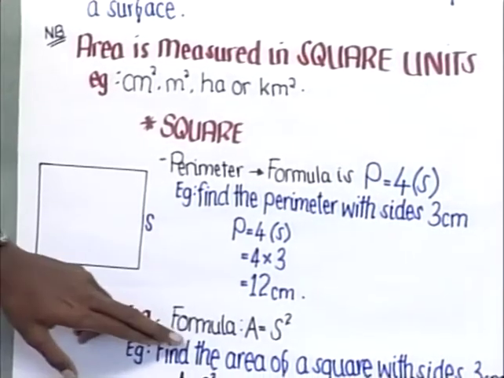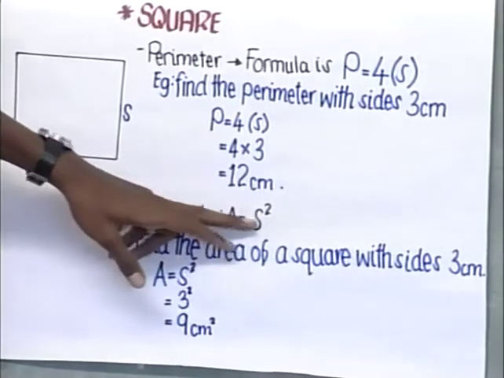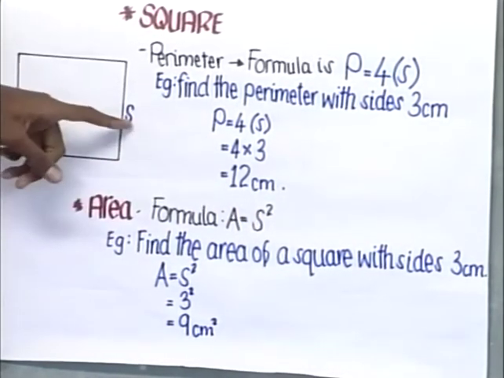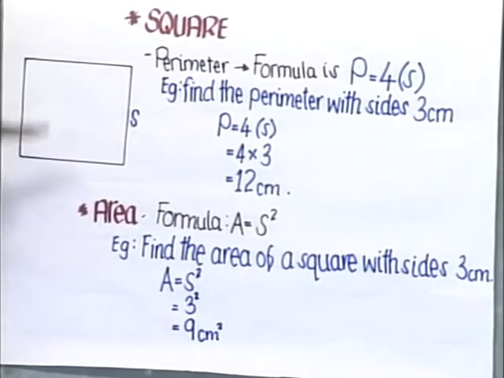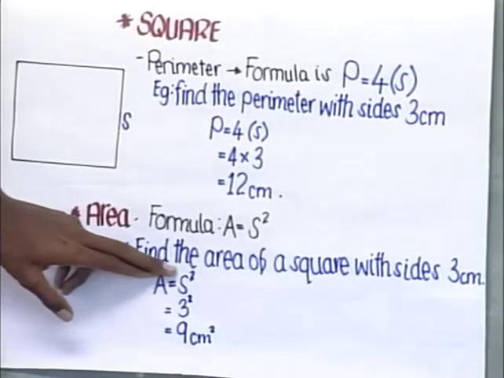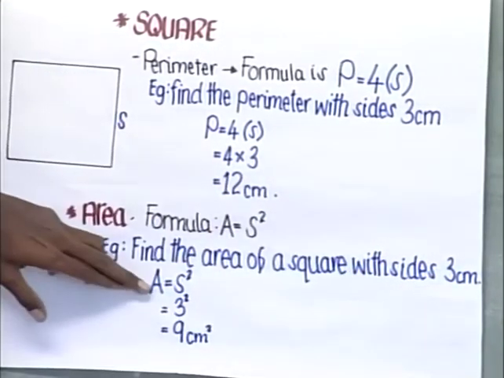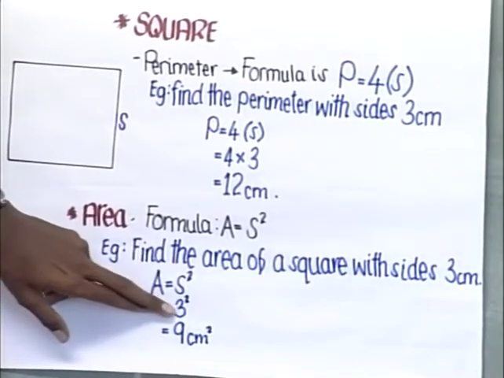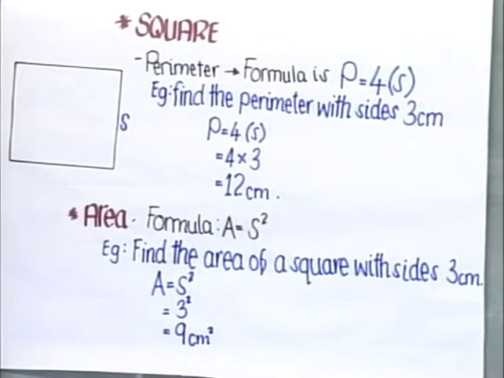For area, the formula is A equals S squared. That's S times S, which is the same as S squared. So the example is: find the area of a square with sides 3 cm. Since area equals S squared, we just square 3, which is therefore equal to 9 cm squared.